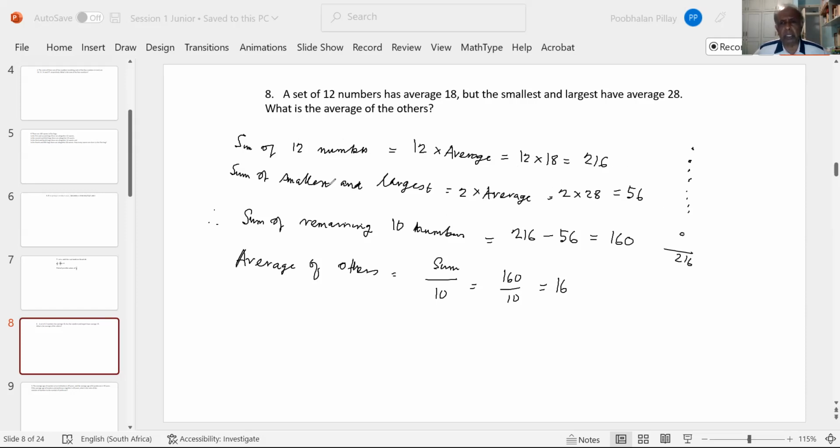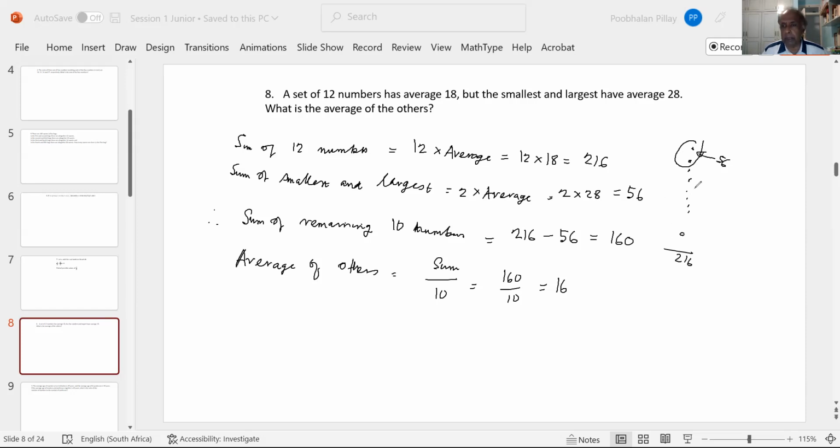The sum of the smallest and the largest, they say here, has the average 28. Now, there are only two numbers here. So the sum of the smallest and largest is 2 times their average, and the average is 28, so it's 56. All right, so suppose the first two are the smallest and the largest. So these two add up to 56.